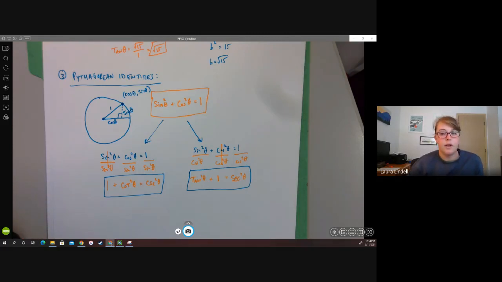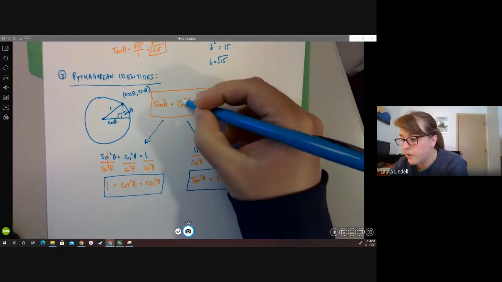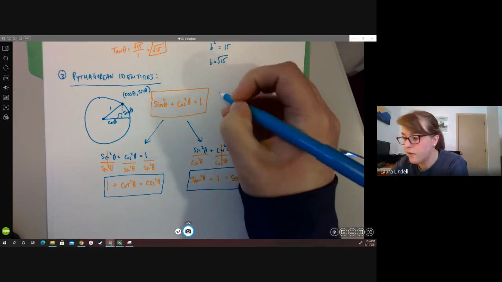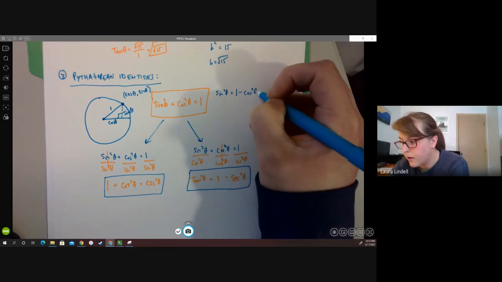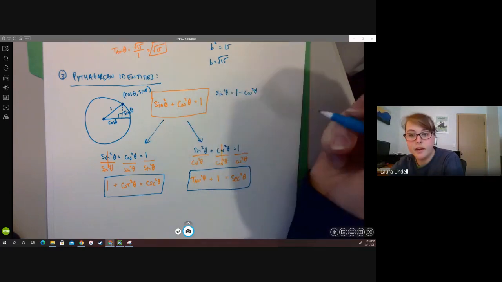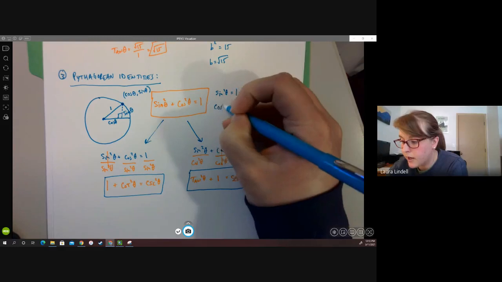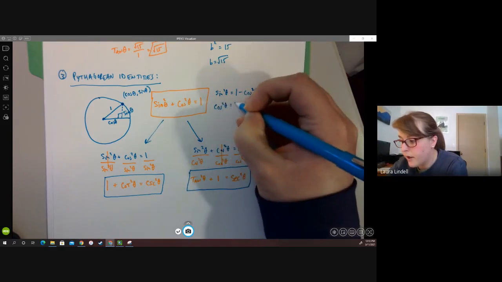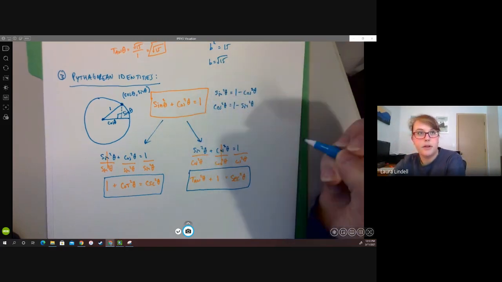You also want to be able to recognize different rearrangements of these. On this one, if I subtract cosine squared from both sides, we get sine squared equals 1 minus cosine squared. So anytime you see a 1 minus cosine squared, you could replace it with a sine squared if you want to. Same thing, if you see 1 minus sine squared, you could replace that with a cosine squared.